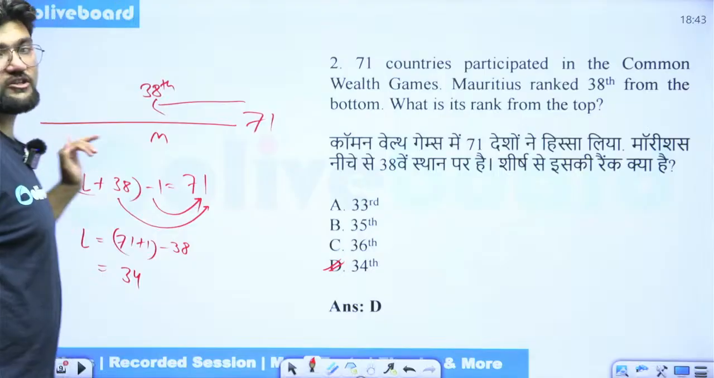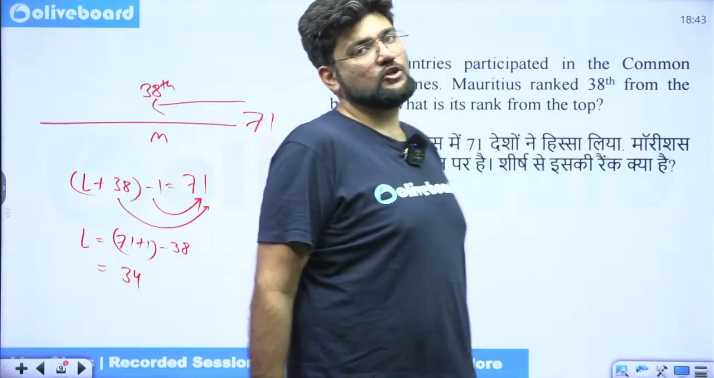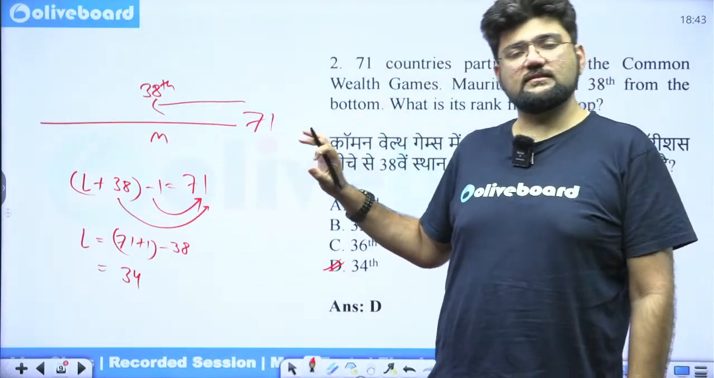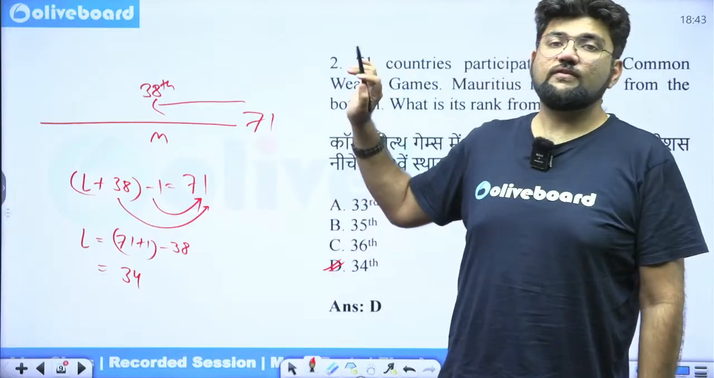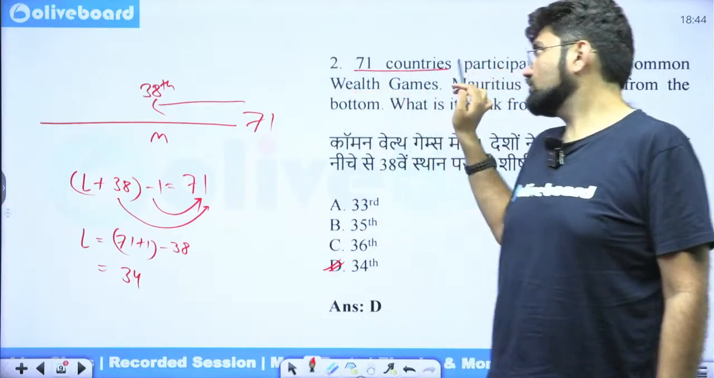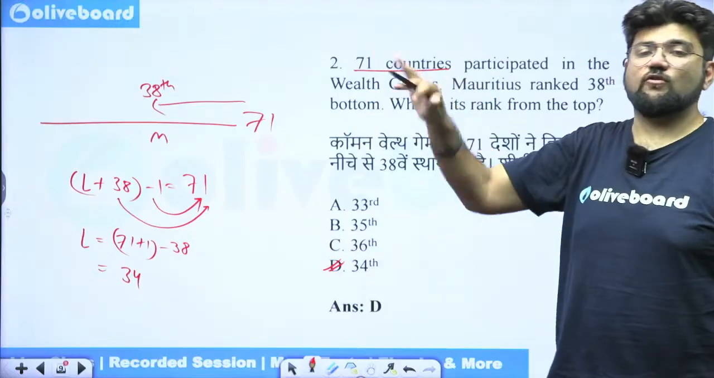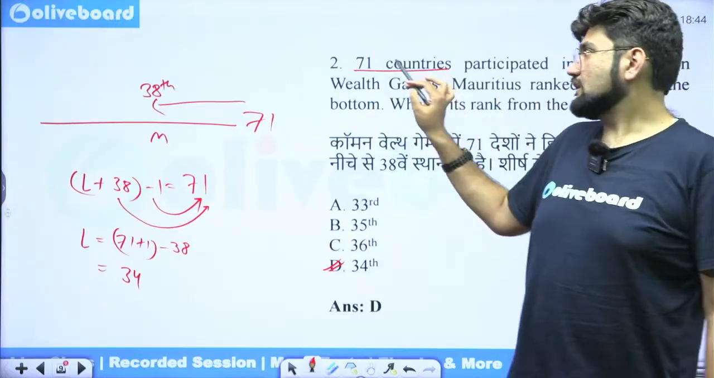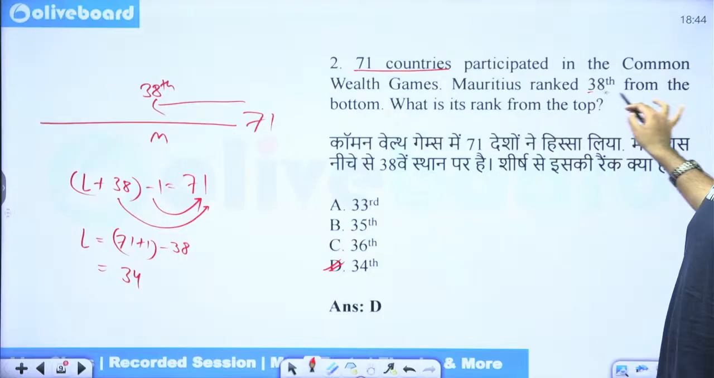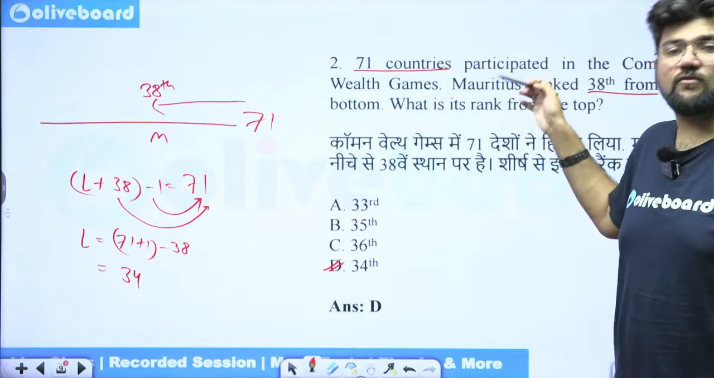Now how will we make it short? See, you remember it's only about one formula. They are just going to change the direction. If at all the total is ever given and one rank is given, please increase the total by 1 by default, in your head only. If I have 71 here and one rank is 38, they're asking me rank of the same country from the other direction.